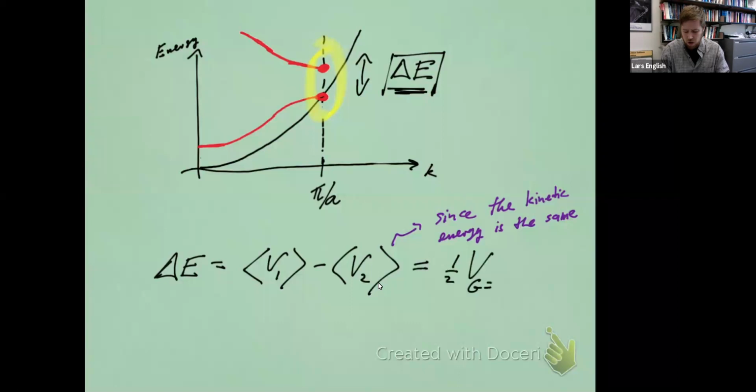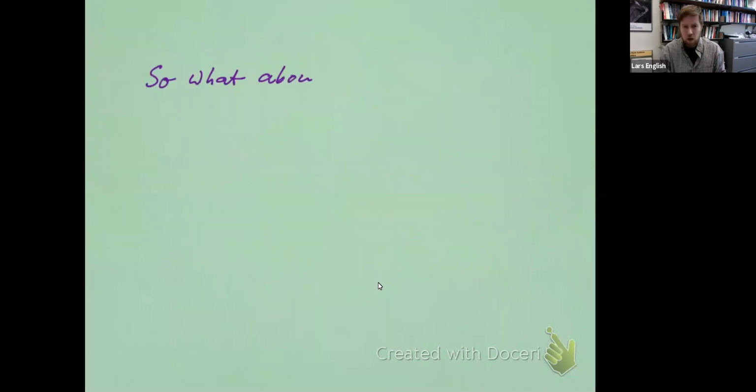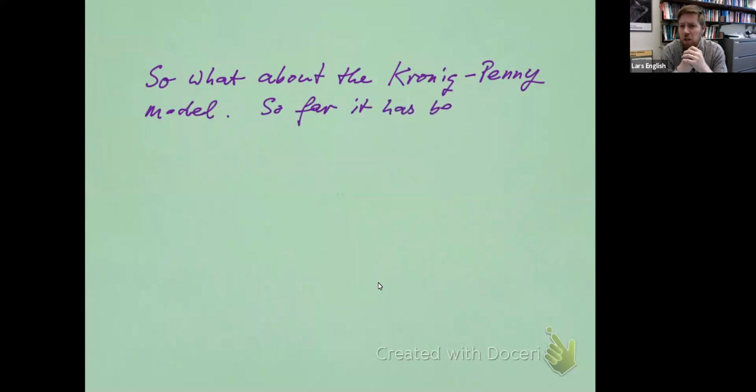And so we just have to subtract the two, and what we get then is a potential energy difference that is equal to the absolute value of the first Fourier coefficient, V sub G is equal to 1, as I call it. Okay, you might have to put an absolute value around that, because that could be a negative first Fourier coefficient. But that is what we end up with, a fairly simple and straightforward result, that the band gap is given by the first Fourier coefficient of the potential energy. Okay, very nice and clean result here. Okay, so now we can say, all right, so this result is fairly general.